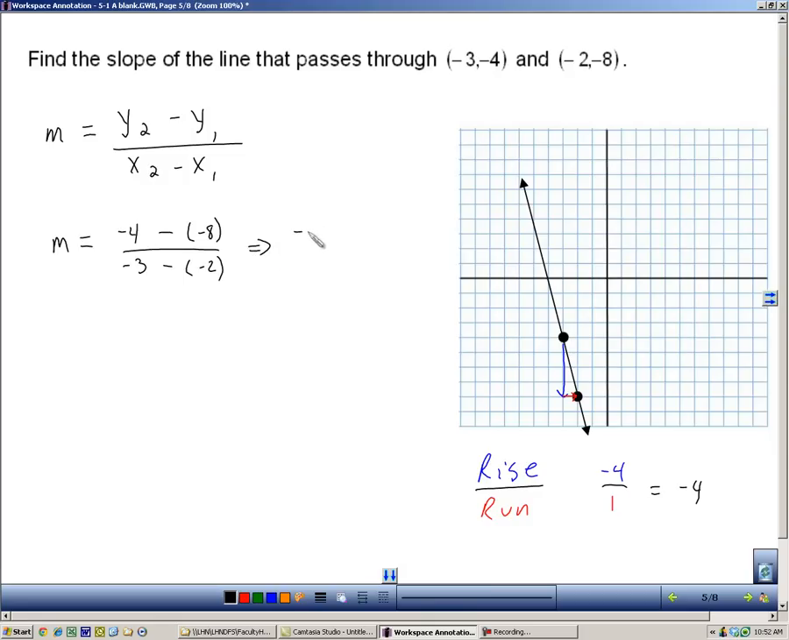Now just a reminder, minus a negative is the same as plus, so I'm going to rewrite this in case it helps some of you with that. Negative 4 plus 8 is 4, and negative 3 plus 2 is negative 1. 4 over negative 1 is just a negative 4, so the slope is negative 4.